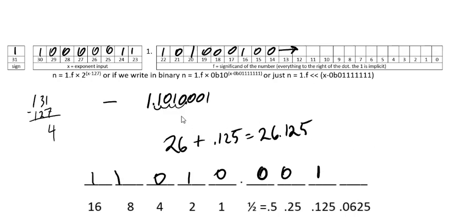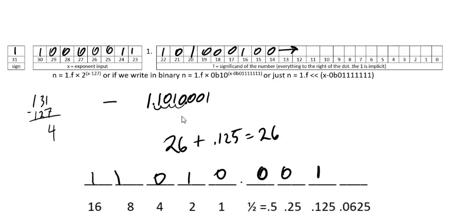Oops, before we move on to that other number, we did forget about the sign bit here. So this number is actually negative 26.125. Okay, so the sign bit's kind of the easiest part, so it's easy to forget, but it makes us completely wrong if we forget about it.